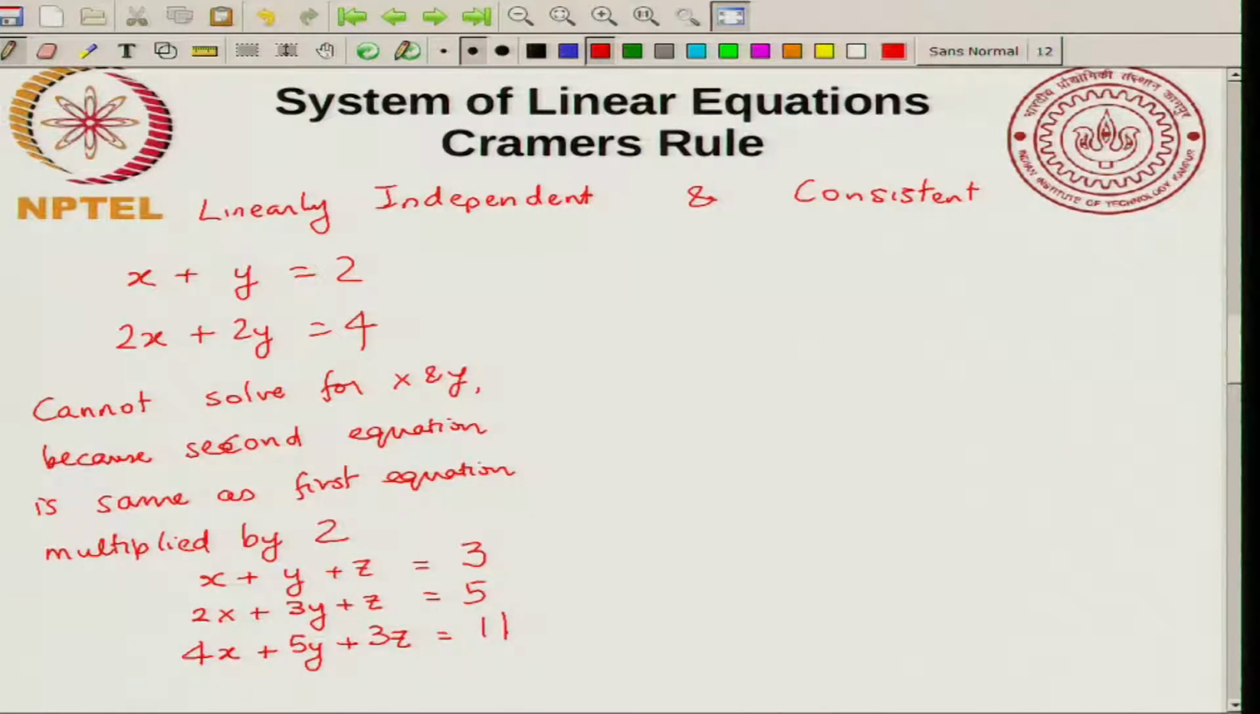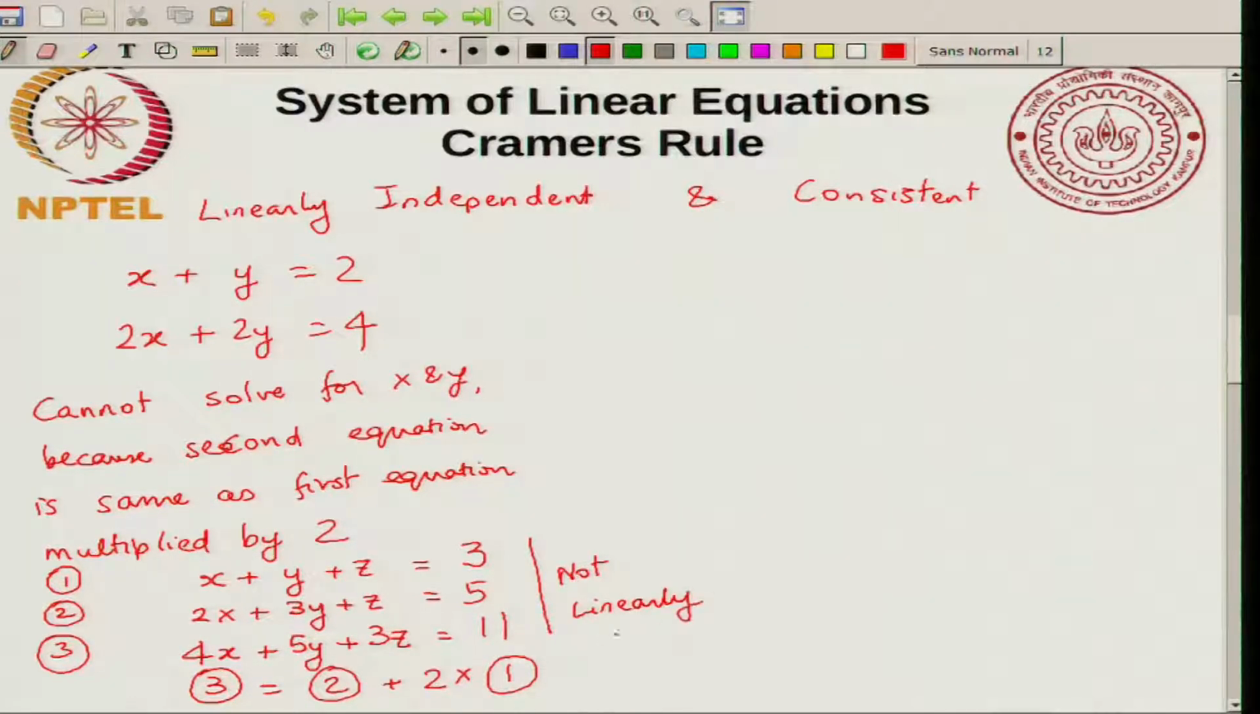Okay, now I have three equations and three unknowns, but notice that if I call this 1, 2 and 3, we notice that 3 equals 2 plus 2 times 1. So, 4x is 2x plus 2 times x, 5y is 3y plus 2 times y, 3z is z plus 2 times z, 11 is 5 plus 2 times 3. Okay. So, the third equation is nothing but the second equation plus 2 times the first equation. So, this implies that these equations are not linearly independent. So, you cannot solve using Cramer's rule for this system.